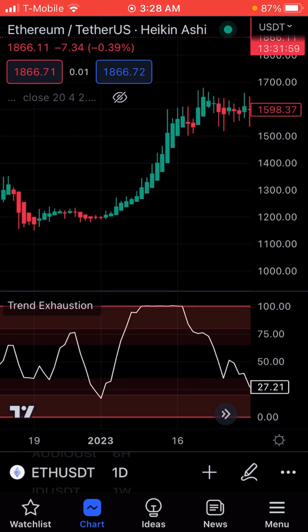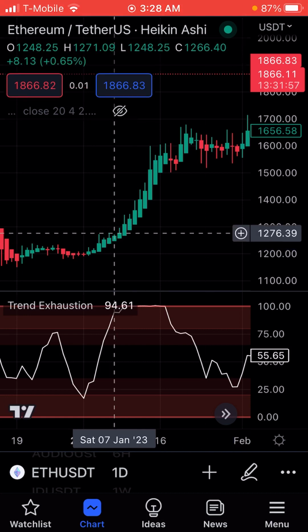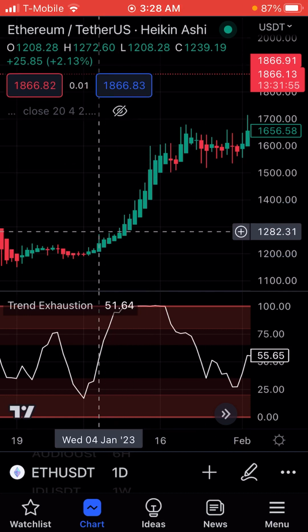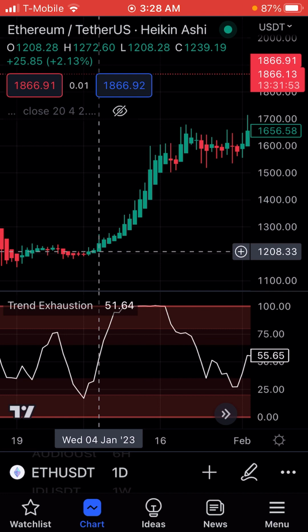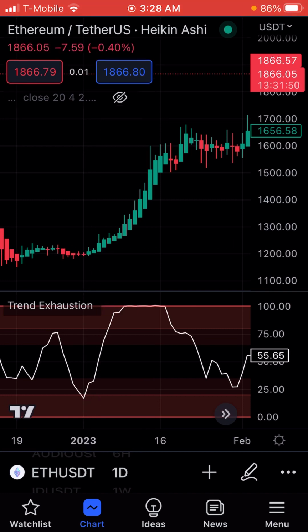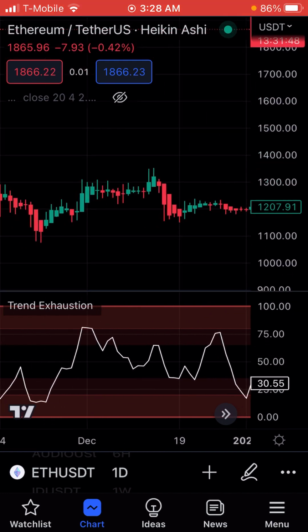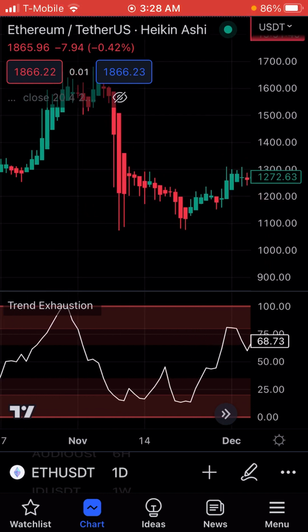But let's see if it picks this one. No, I wouldn't have done this one. Even though it's a good entry, the white line is not all the way in the bottom, so I wouldn't have taken that one. So we have to find a way of top or bottom.